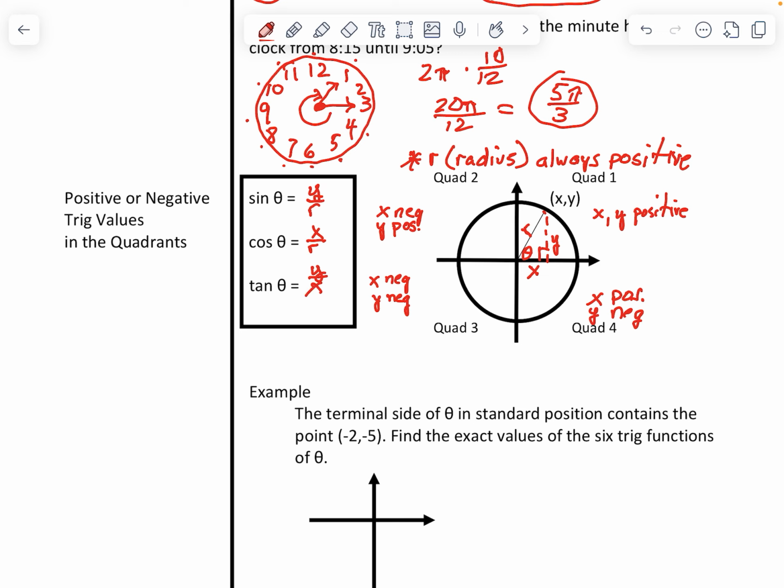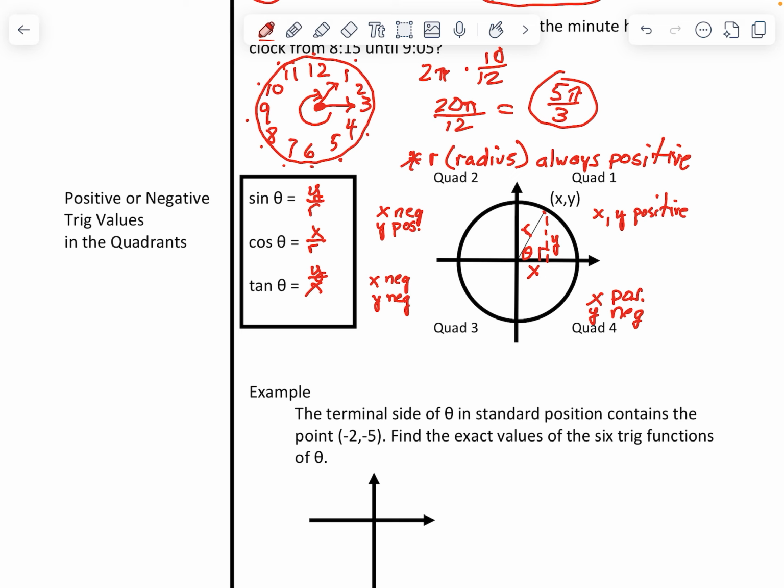So if we're looking at ordered pairs, sine, cosine, and tangent, we can find those values using y, x, and r. We can also find the cosecant, the secant, and the cotangent by using the reciprocals. But we're going to focus on these for right now. Now let's talk about what their values are, positive or negative, in the different quadrants.